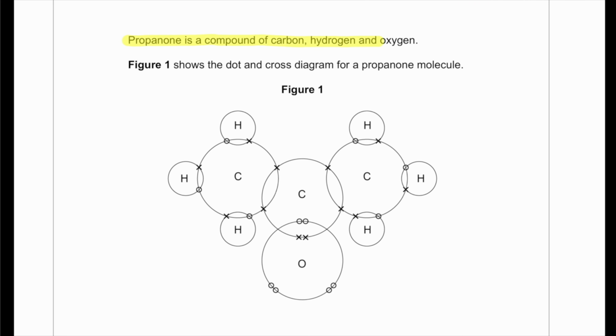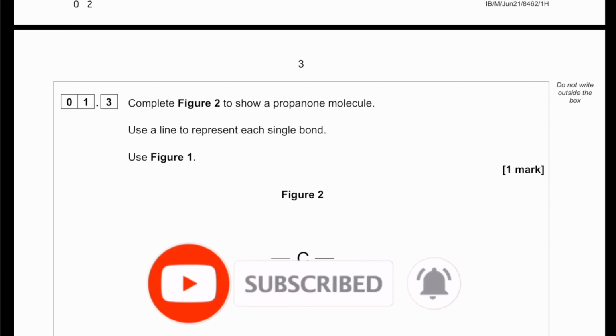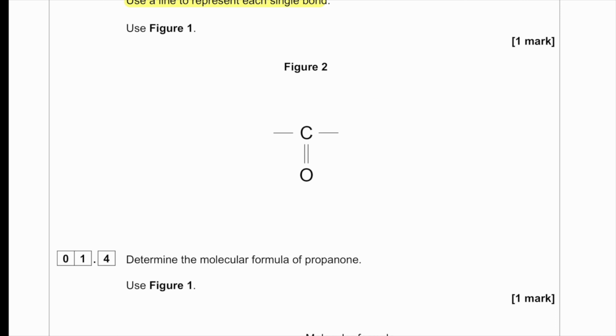Propanone is a compound of carbon, hydrogen, and oxygen. Figure 1 shows the Lewis diagram for a propanone molecule. Complete figure 2 to show a propanone molecule. Use a line to represent each single bond. Okay, guys. Propanone is made from 3 carbons, so we're going to draw the 3 carbons. And all of the carbons have 4 bonds. The middle carbon already has 4 bonds.